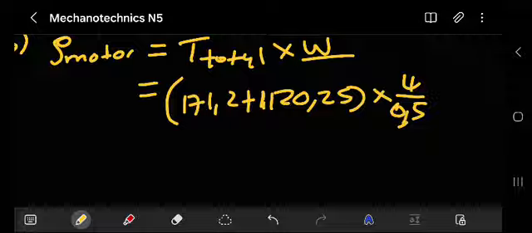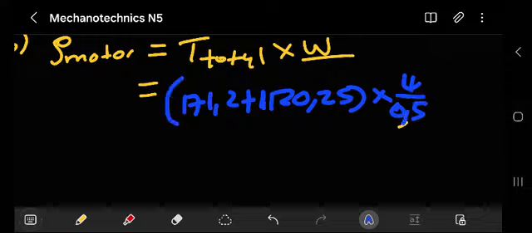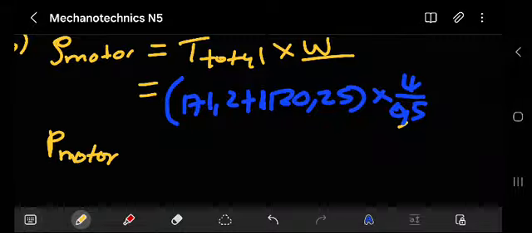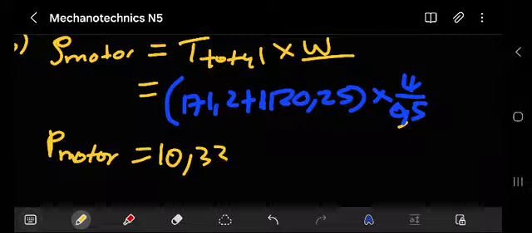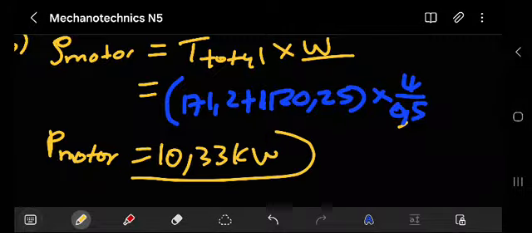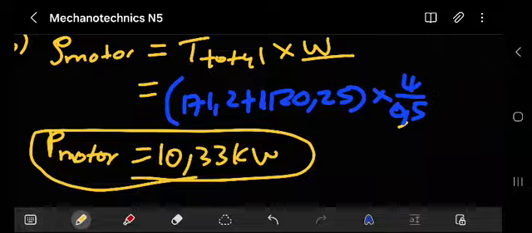Punching this, we simply have our power. Power is measured in watts. The power of the motor will be 10.33 kilowatts, measured in kilowatts. This is your power.